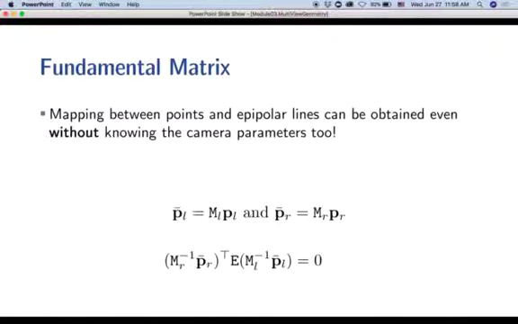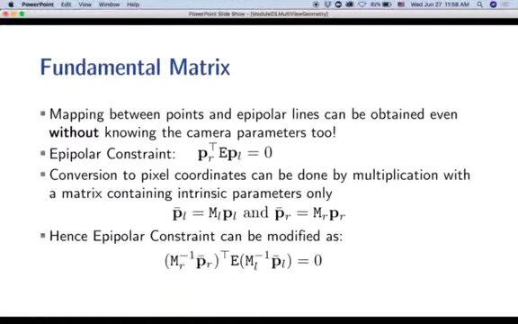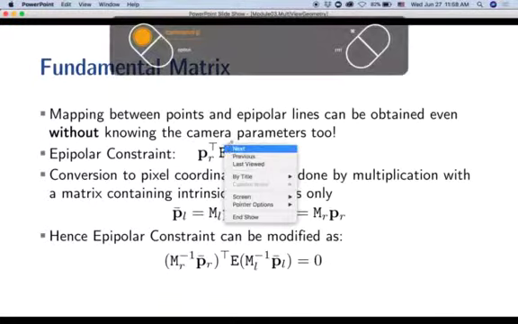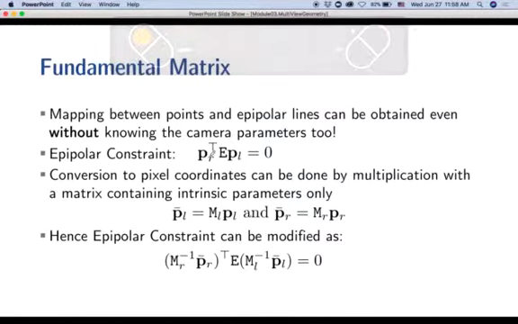Okay, so there is this other matrix called the fundamental matrix. The mapping between the epipolar lines and the points can be obtained even without knowing the camera parameters. Let's see how. We'll extend this mapping a little bit. You know that this is the epipolar constraint, except it's in real world coordinates. Now I can convert them to pixel coordinates, and that's just a matrix multiplication containing only intrinsic parameters.